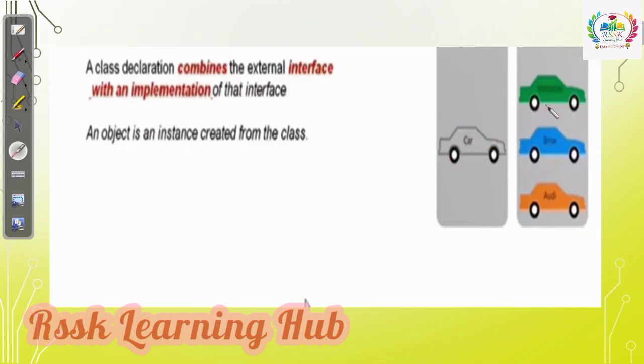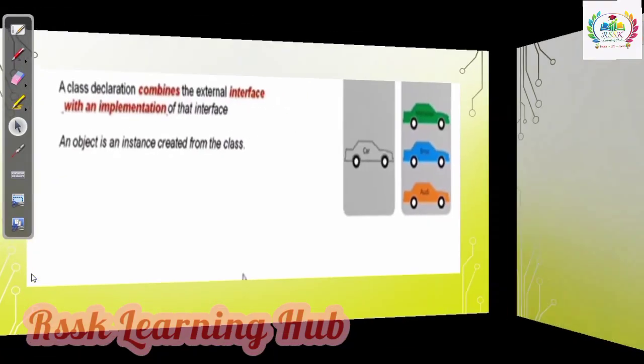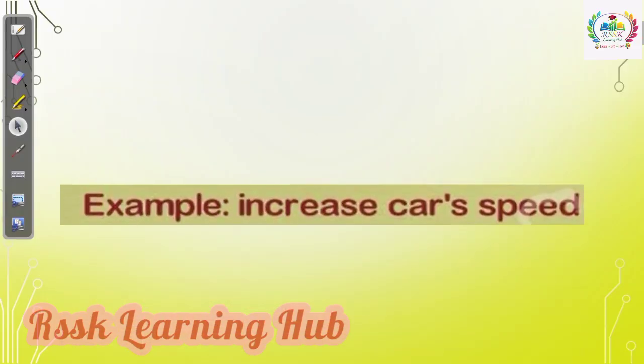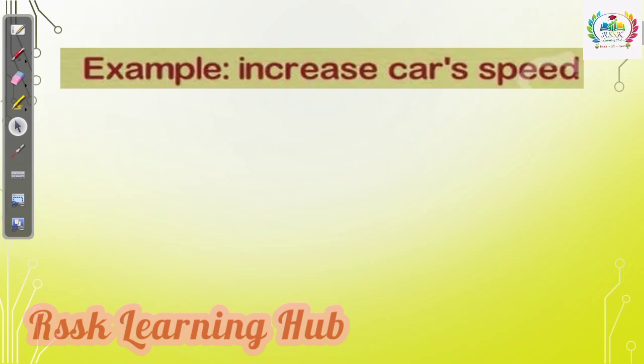Similarly, there are different brands of car. For example, you take one car as Toyota, one as Scorpio, another as Audi. These are all different objects created for the particular class called car. In your book, they have given one example of how to increase the speed of a car. That is the working principle of a car, given as an example. We will just make a note of this.